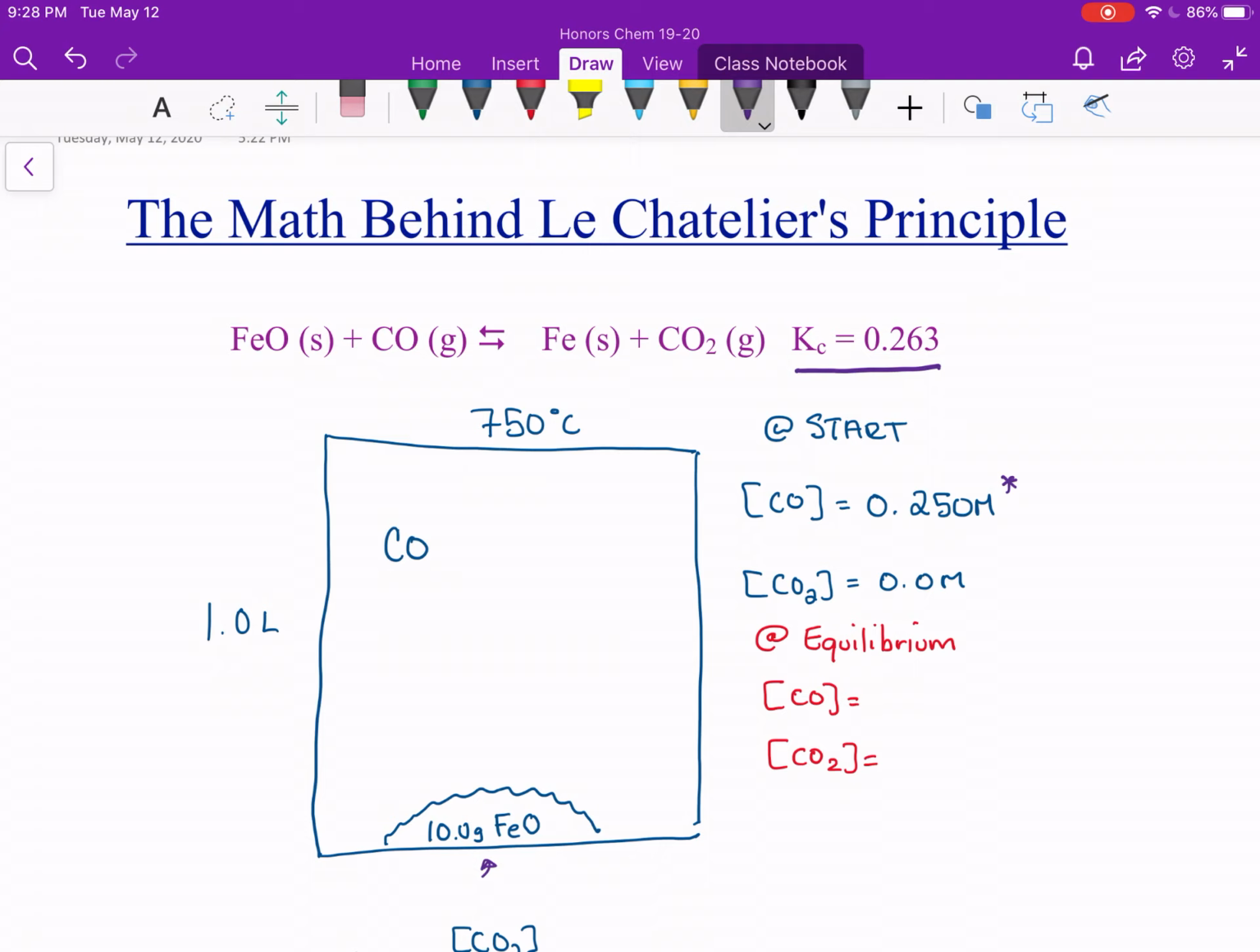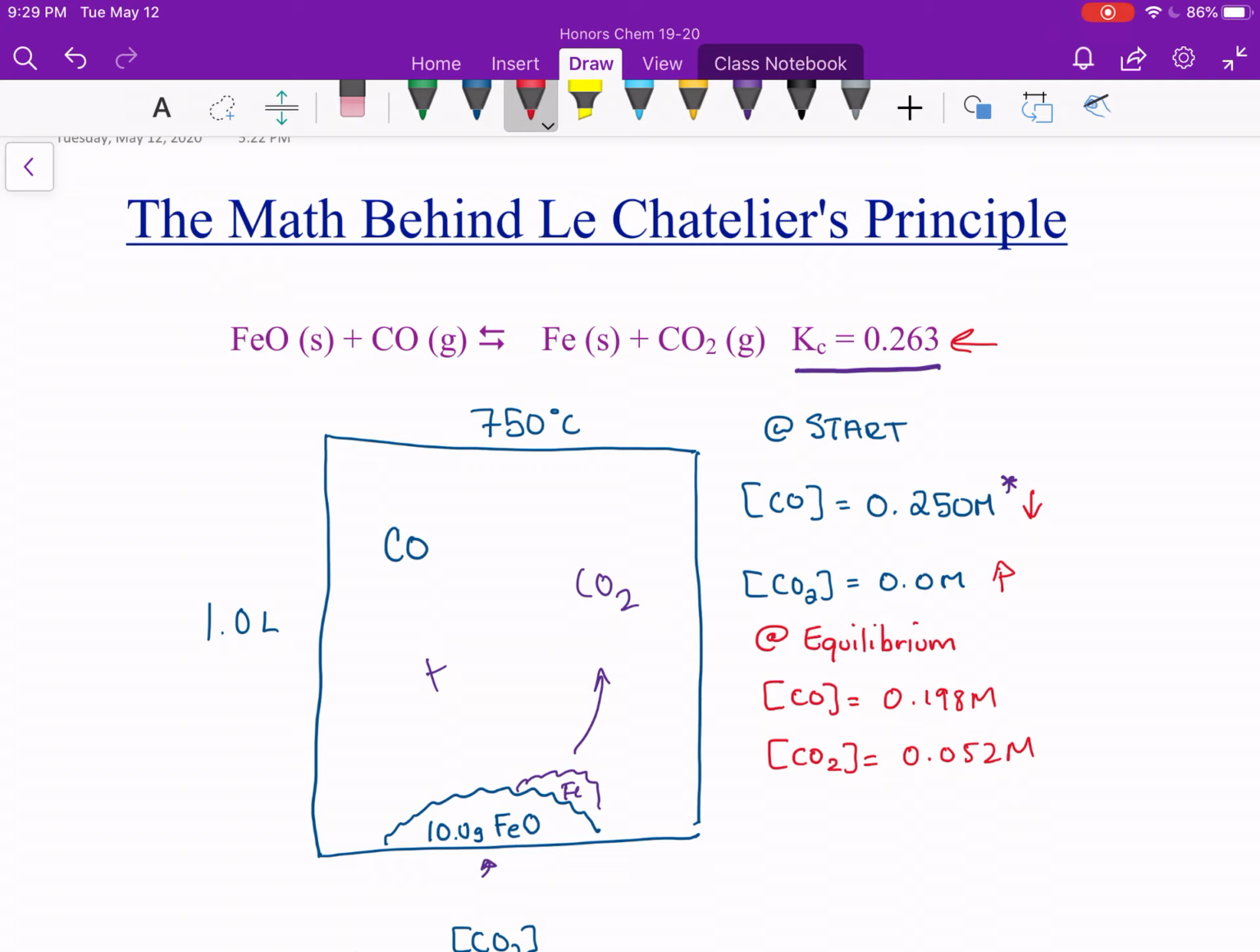Now, if we do this, we know that this reaction is going to develop. These two things are going to react, we're going to produce some Fe, and we're also going to produce some CO2. Before too long, this system will reach an equilibrium. When we reach equilibrium, we would expect the concentration of CO to go down and the concentration of CO2 to go up. What we would find is that CO is equal to 0.198 molar, and CO2 is equal to 0.052 molar, again, based on that K value.